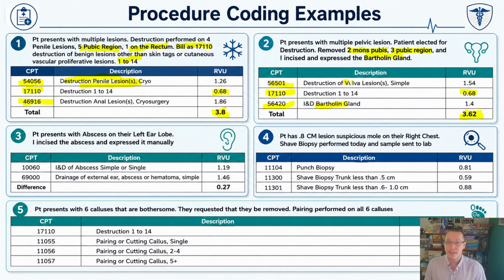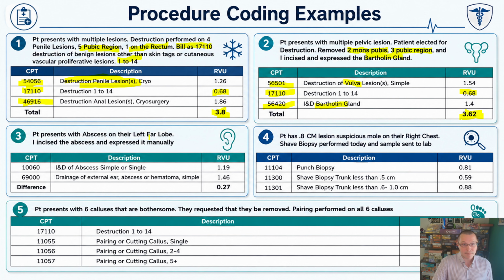Mons pubis is considered a part of the vulva region for this code. Even the perineum is technically a part of the vulva region. Well, the pubic region isn't considered a part of it, so we can use that 17110 as well for it.